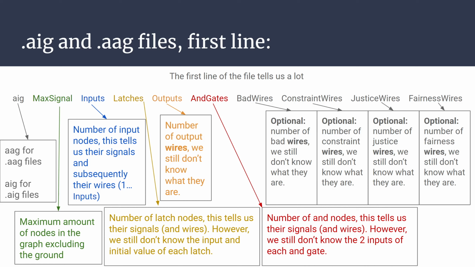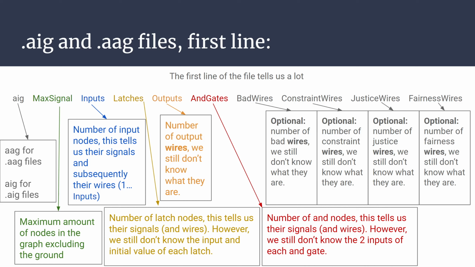Latches tells you the number of latches, but we still don't know the inputs and the initial values for each latch. In versions before 1.9, the initial values were assumed to be 0, and 1.9 added the ability to have an initial value, which is neat. Now, outputs is just the number of outputs, but we don't know which wires are considered outputs, like they're connected to an outside entity, another circuit or whatever. AND gates tells us the amount of AND gates, and this also tells us what their signals are, but we still don't know what the inputs are.